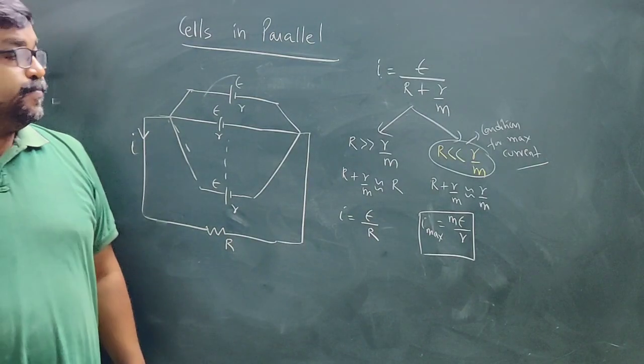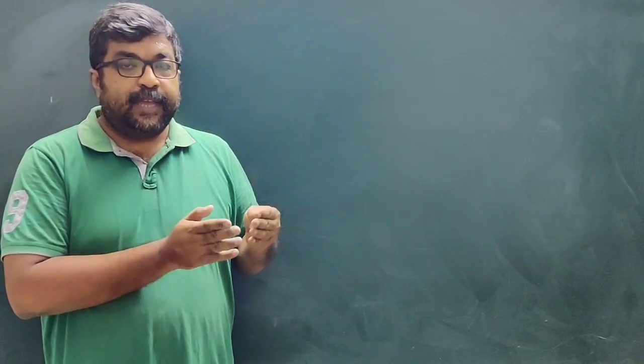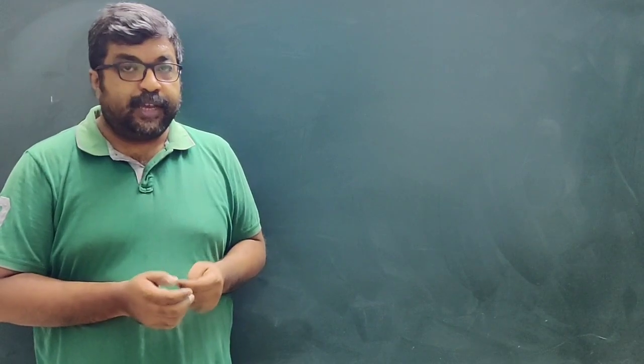Okay, so now we have got the condition for maximum current in series grouping of cells and parallel grouping of cells. Now there is one more possible grouping of cells, that is called mixed grouping of cells. So now let us see how the mixed grouping of cells looks.